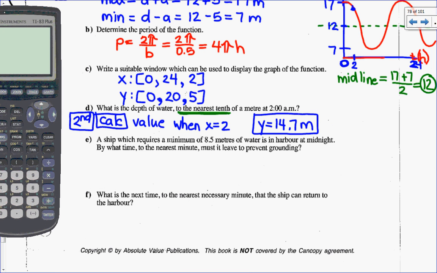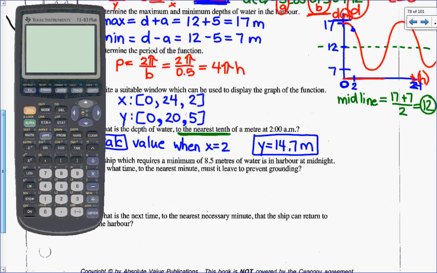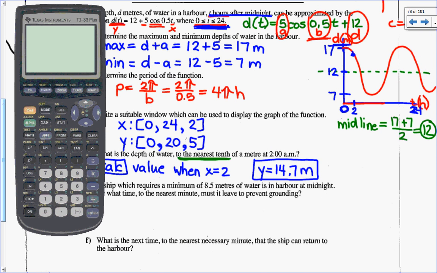All right, I love this next question because it says, a ship which requires a minimum of 8.5 meters of water is in the harbor at midnight. By what time to the nearest minute must it leave in order to prevent it from grounding? So what this graph is showing is that we have a depth of water that is changing periodically over regular intervals. That's the tide coming in and the water level rising, and the tide going out and the water level declining.